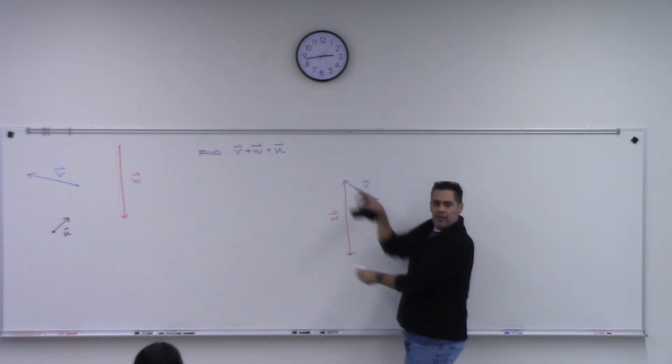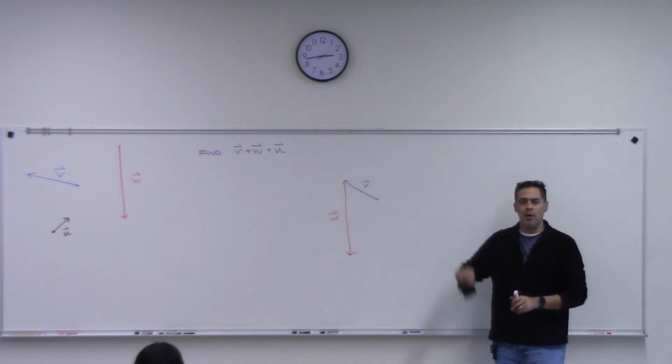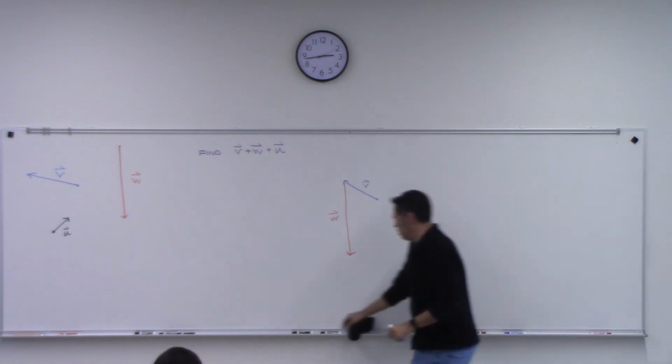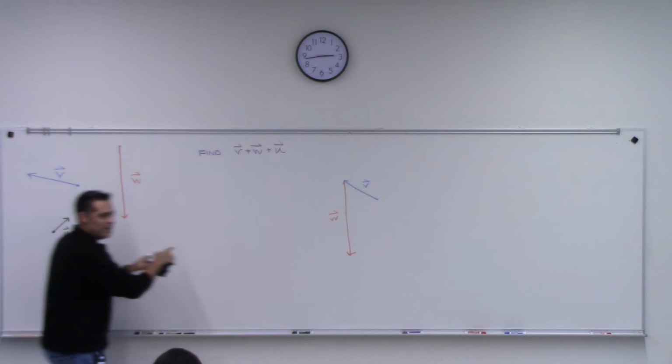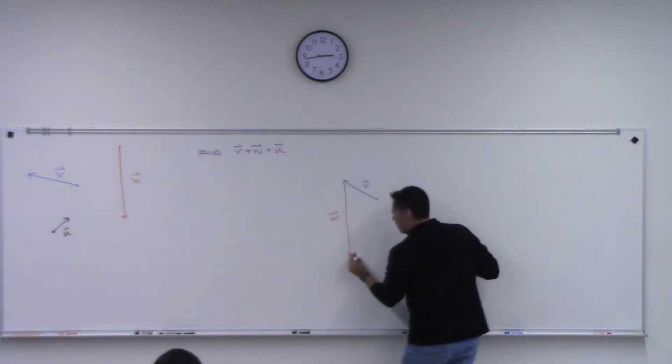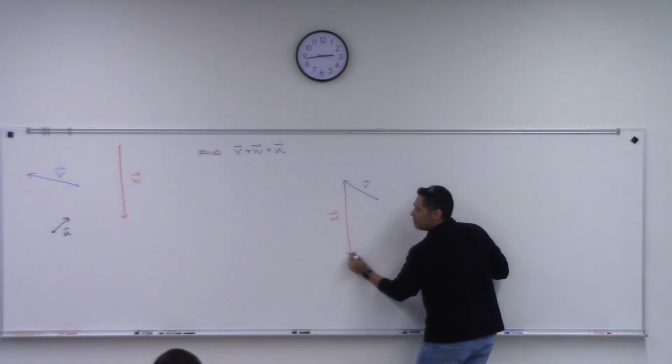I'm just taking these vectors and sliding them around, right? Moving them around. Now I need u. u is this one, right? So I just slide it over here and put it right about here. Tail to tip. About right there, right? That's u.